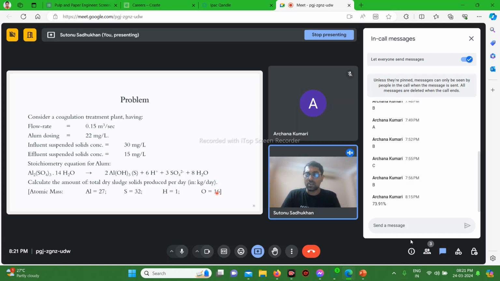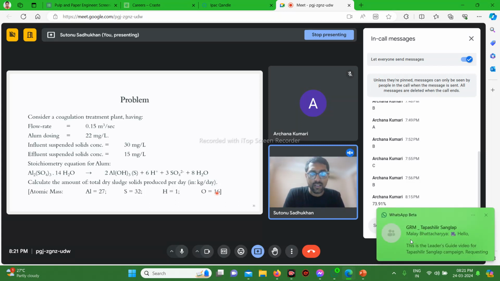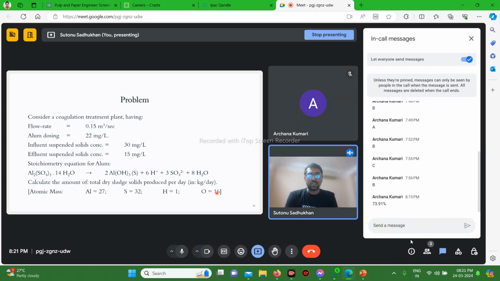Per day basis you have to calculate. So flow rate is given in meter cube per second. Either at the beginning you can convert it into per day basis, then run the whole calculation, or you may run the whole calculation and at the last, whatever the rate will be at per second level, then you can convert it to per day level. In any way you can proceed, it's up to you.